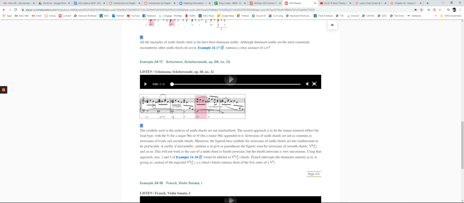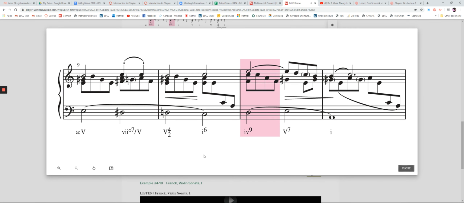Schumann. So, like we were talking about, Romantic period. Beethoven is early Romantic, end of the Classical era. Schumann, we're firmly in the Romantic period. Example 24, 17.